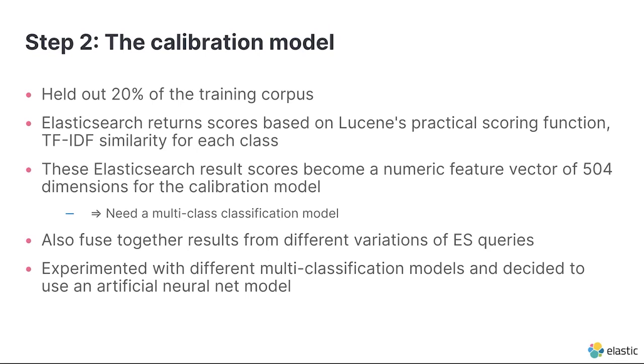A big key in building calibration models in ML systems is that you want to have a held out set if you want to be well calibrated. So 20% of the data was held out, not given to Elasticsearch for indexing. Elasticsearch was able to see 80% of the training data, and then another 20% was held out for training a classifier based on the output of Elasticsearch.